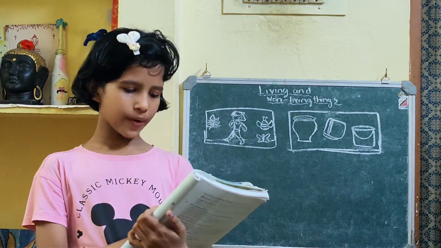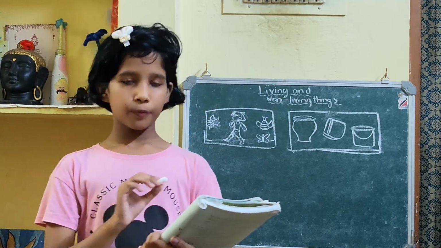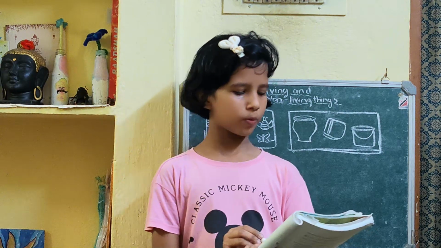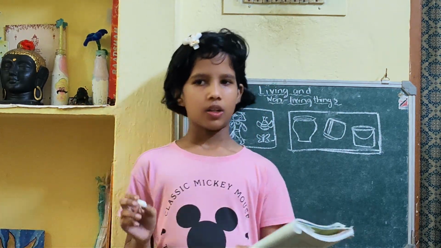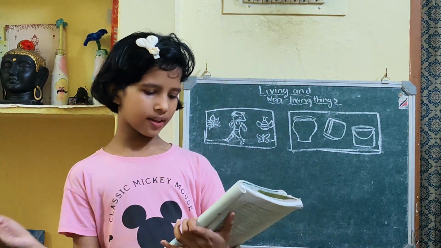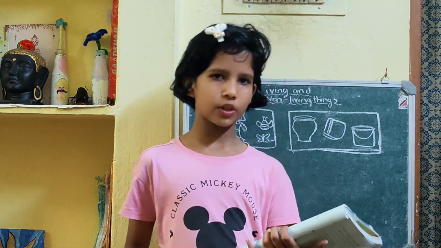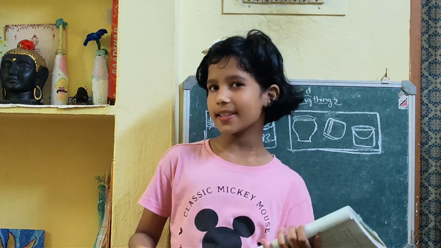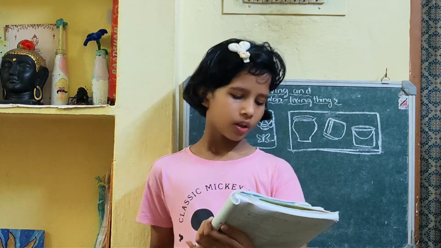Which of the following is a characteristic of living things? They have to be moved from place to place. They produce young ones. They stay the same size. Staying the same size is a characteristic of a non-living thing. Being moved from place to place is the same thing I said. They produce young ones is a characteristic of a living thing. So B is the answer.